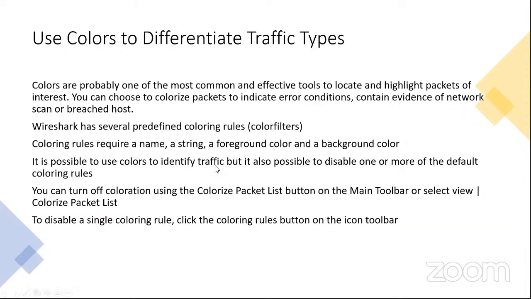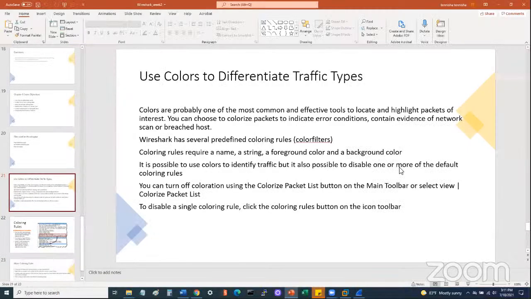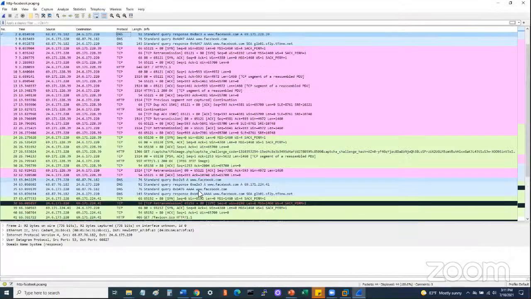So you can use Wireshark for the different coloring rules. There are predefined coloring rules, which are color filters. Coloring rules require a name, a string, a foreground color, and a background color. So what that means to you is you'll see that, for example, this has a black background, but the text is showing up in maybe a red, right? So there's a background color, there's a foreground color, there's a font color, right? And then it has a name.